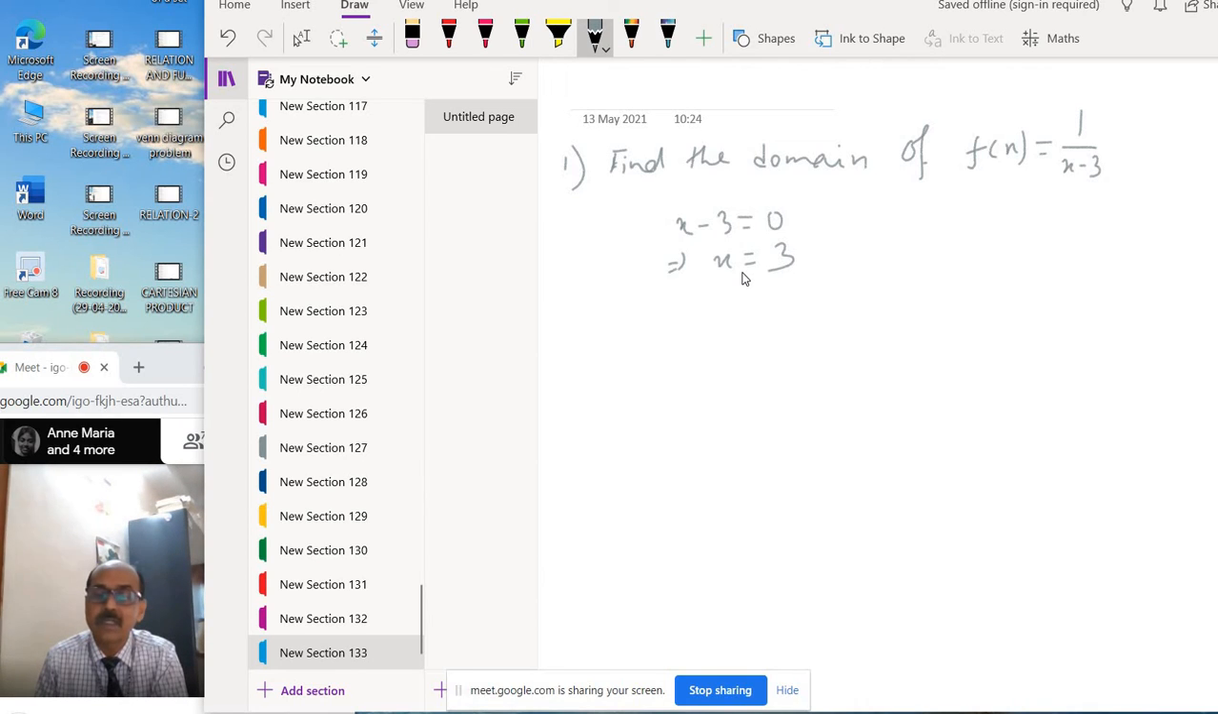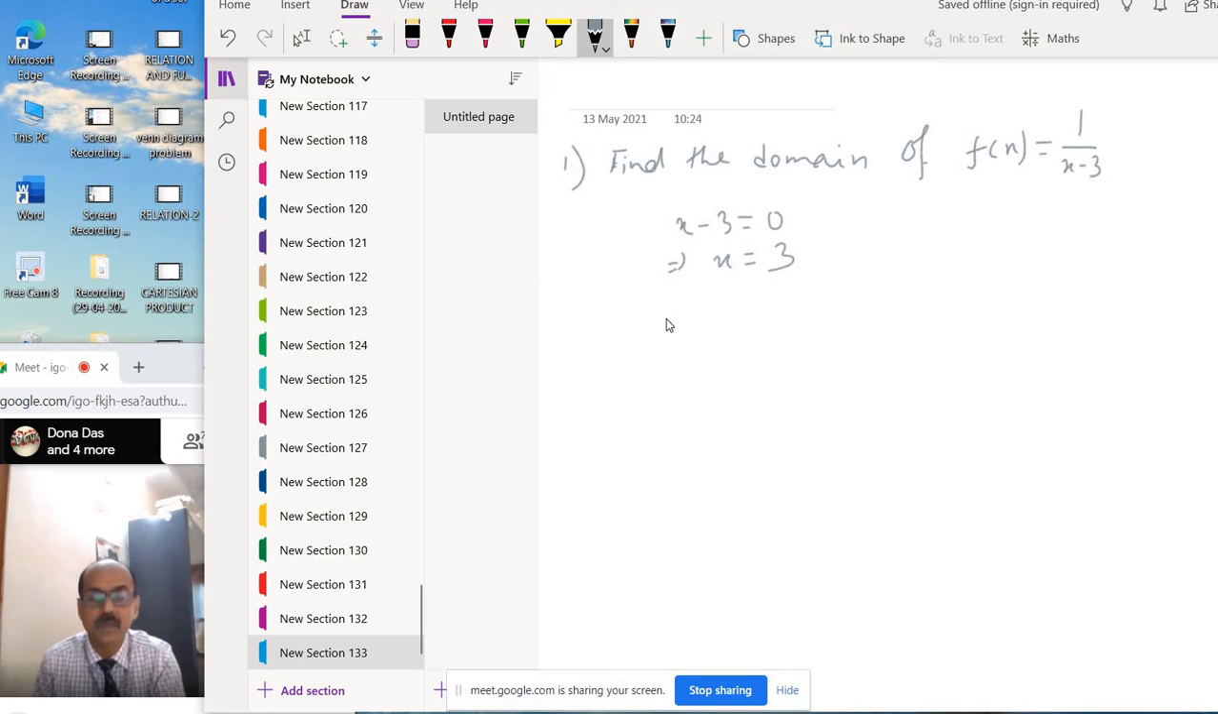That means when x equal to 3, x minus 3 is 0. That means f(x) is 1 by 0, and 1 by 0 means infinity. So take any other value except x equal to 3, it is possible, it is not infinity. Except x equal to 3, all values you can take, and that is defined. So domain equals all real numbers except x equal to 3.